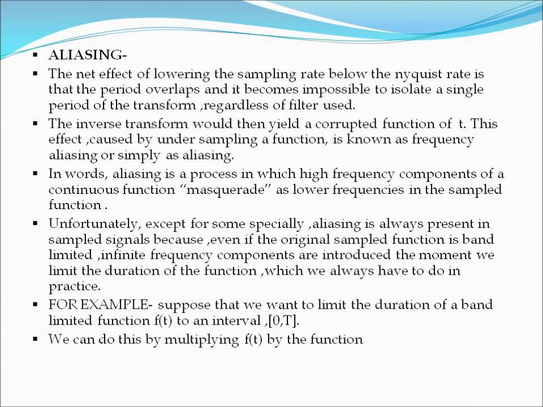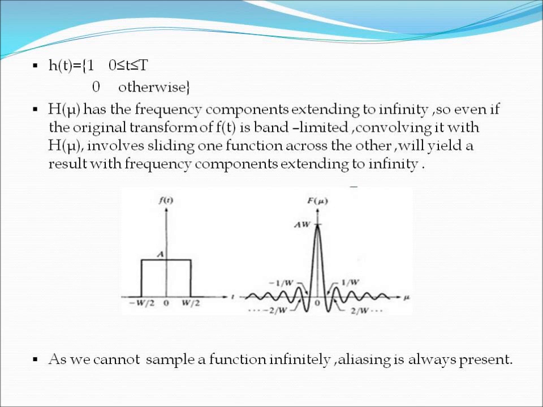We can do this by multiplying f of t by the function h of t, which is a gate function. H of u has frequency components extending to infinity. So, if the original transform of f of t is band limited, convolving it with H of u, which involves sliding one function across the other, will yield a result with frequency components extending to infinity. As we cannot sample a function infinitely, aliasing is always present.